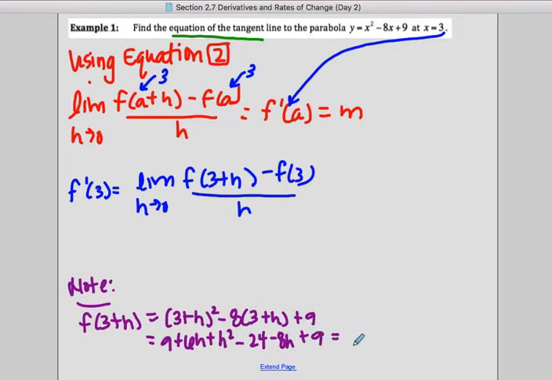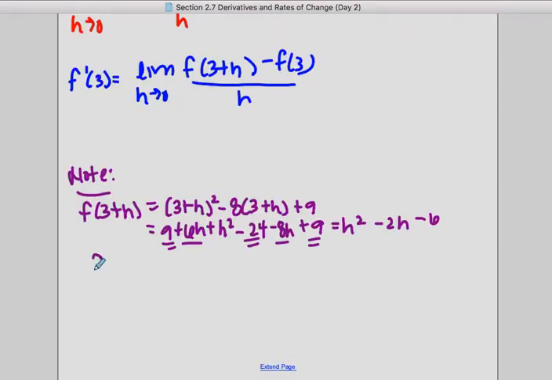And then I'm just going to combine my like terms. So I got h squared minus 2h. Then I got 9 minus 24 plus 9. So I got 18 minus 24. So I got negative 6 minus 6.